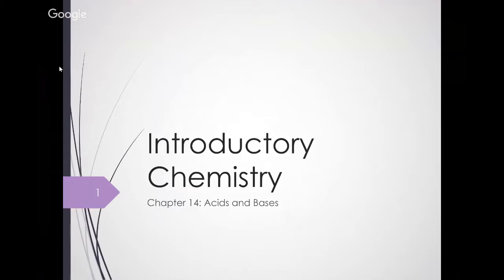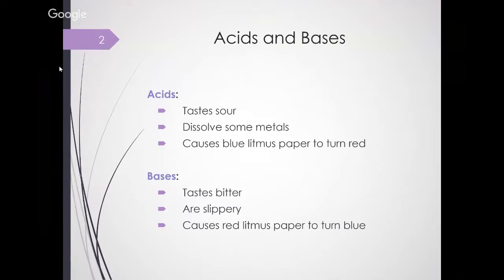Introductory Chemistry, Chapter 14, Acids and Bases. So what are some typical properties that would differentiate an acid from a base?